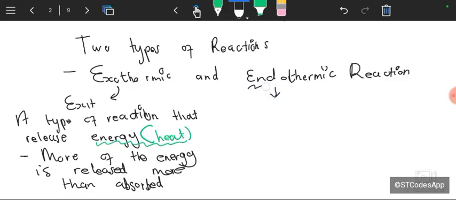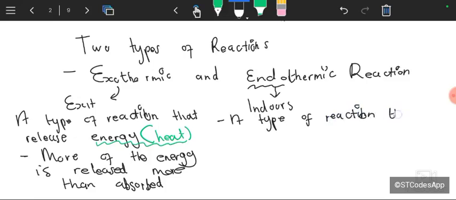Now, when you speak of endo, I want you to think of indoor. Indoors meaning inside. This means that it's a type of reaction that will be the opposite of this one, of course. It is a type of reaction that absorbs energy. So if you don't release, you absorb. The type of reaction that absorbs energy, that's what you must know.